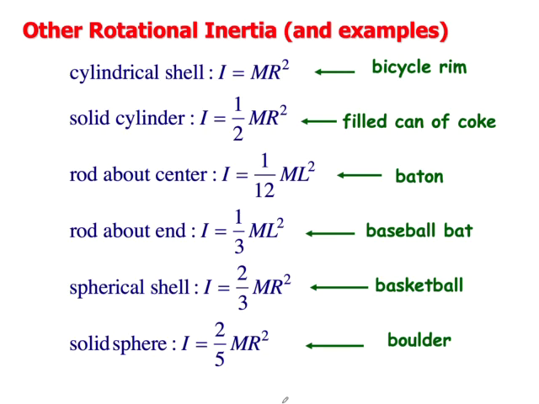So how do you know which equation to use? The answer is think about it for a brief moment and then solve it. A bicycle rim would be mostly mr squared because almost all of its mass, the tire, is at the outside edge. A filled can of Coke, if the Coke moves with the can, would be 1/2 mr squared. It's a solid cylinder. A rod around the center, like a baton, like a cheerleader, would be like that. Baseball bat or tennis racket would be closest to this one. Basketball looks closest to this one. A boulder, which is solid, probably closest to this one.